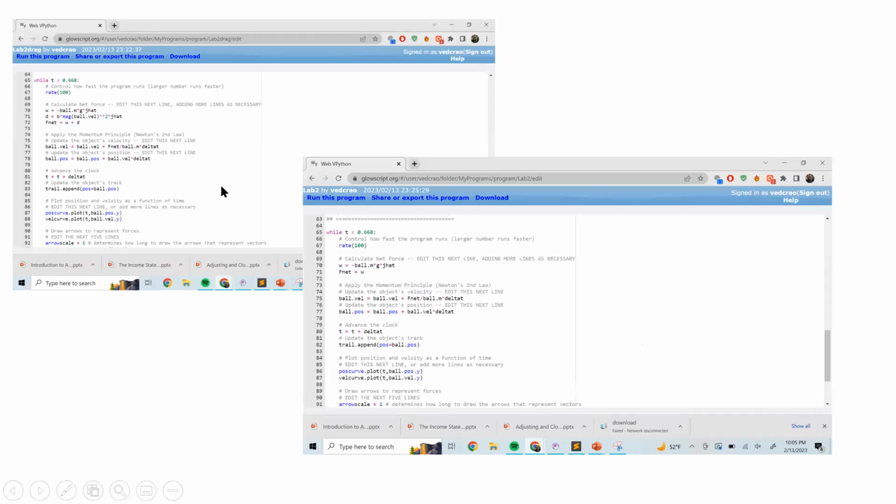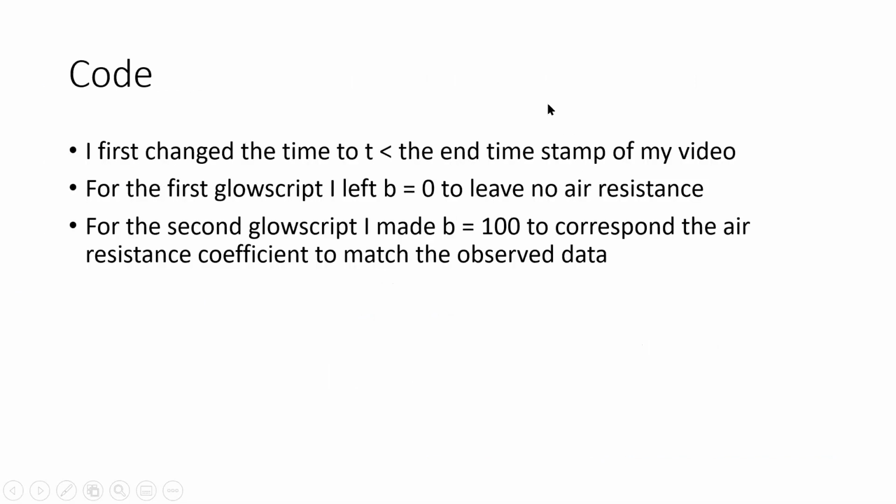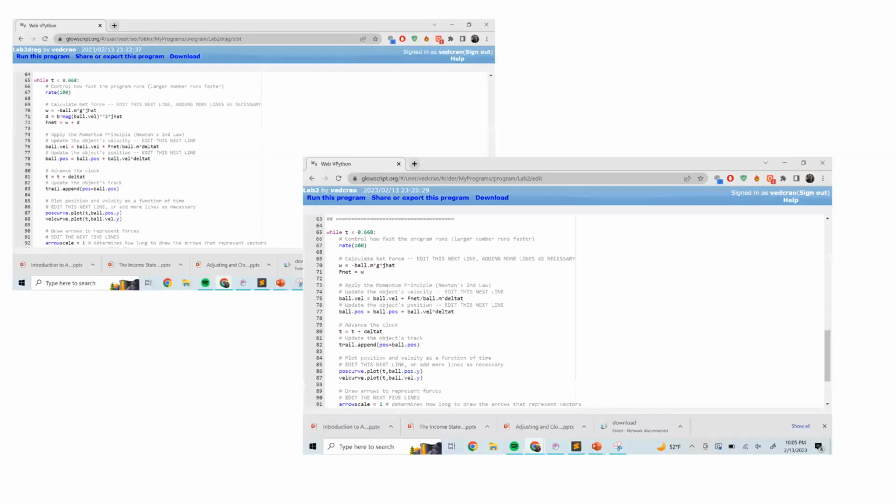Here are the code snippets. This one would be where there is drag, and this one's where there's no drag. For the code, I first changed the time to the ending timestamp of my video, which is just my delta t. For the first GlowScript, I left b equals 0 to leave no air resistance. And for the second GlowScript, I made b equals 100 to correspond the air resistance coefficient to match the observed data that I found. And also in the code, I included the position and velocity update formulas.